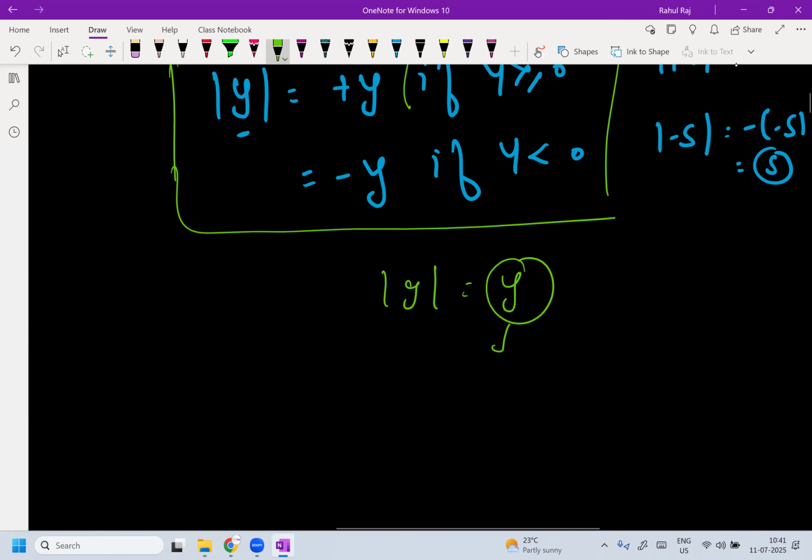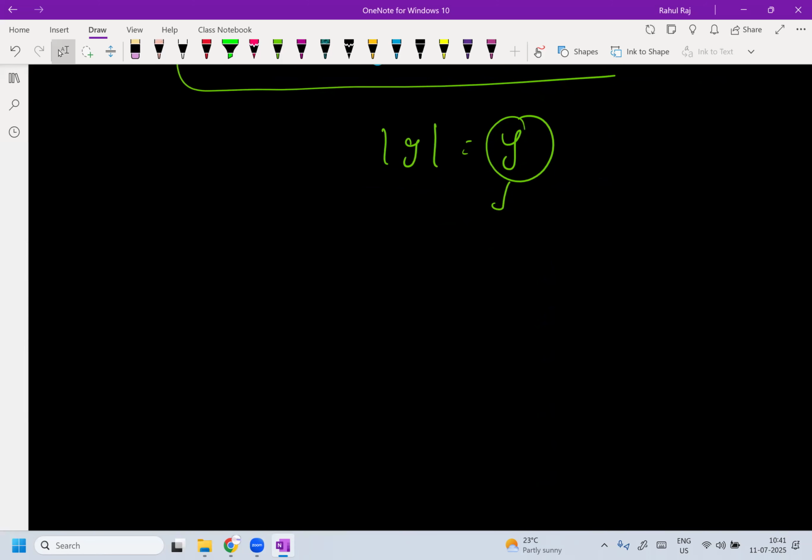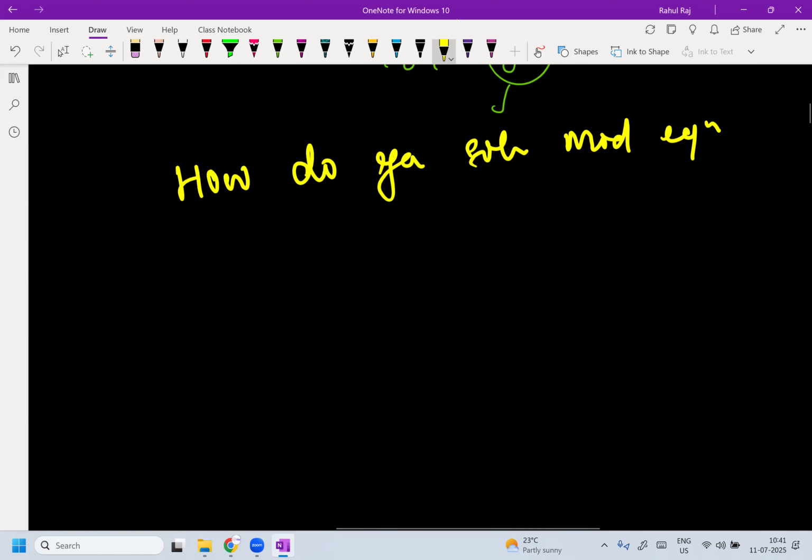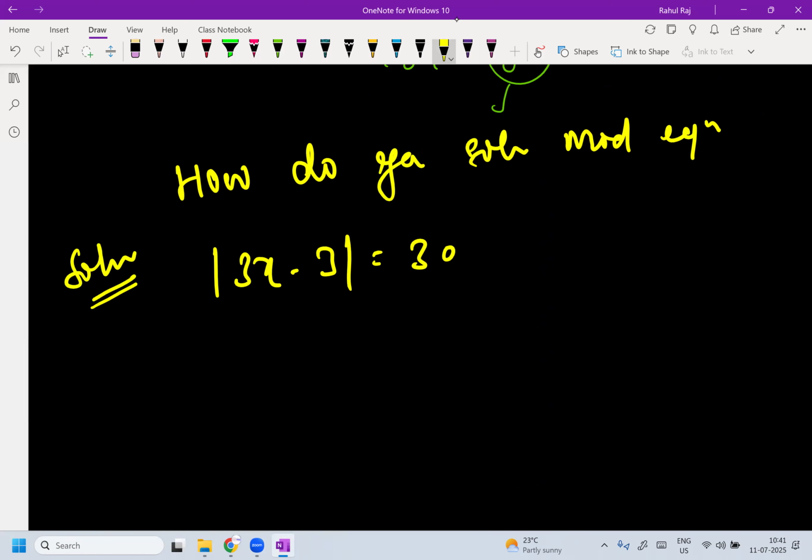Now the next question comes, Shweta: how do you solve a mod equation? Because technically you will have to end up solving mod equations. So imagine I give you to solve mod of 3x minus 3 is equal to 30. Can you please solve this? Actually, I've already solved it. But despite that, again, please.